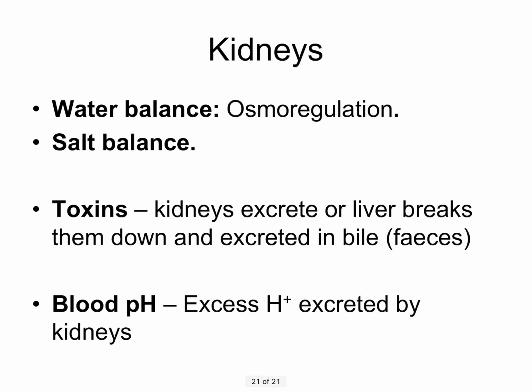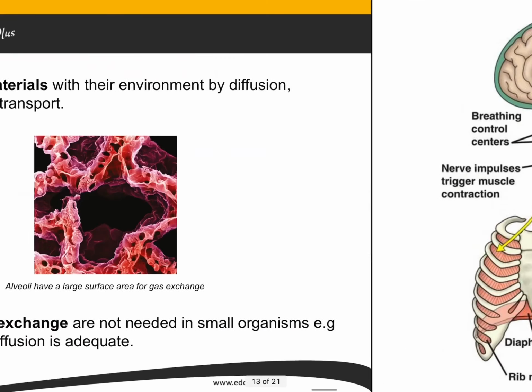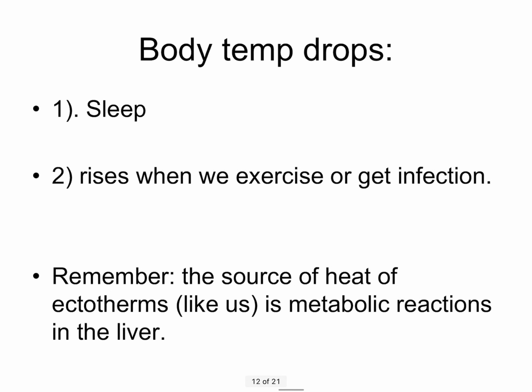Kidneys then. In the kidney chapter we talked about osmoregulation when we were doing excretion. Kidneys will maintain water balance. Kidneys maintain a salt balance. Kidneys help you to excrete toxins, and they help you to keep your blood pH constant by getting rid of protons or H plus ions. Remember, that's what pH is. The more H plus ions you have, the lower the pH, the more acidic the blood is. So it tries to get rid of excess protons or H plus ions to keep your blood pH at 7.4, which is normal blood pH.